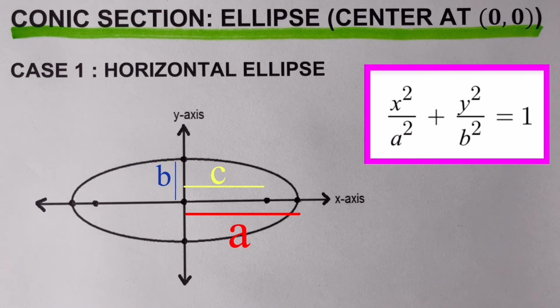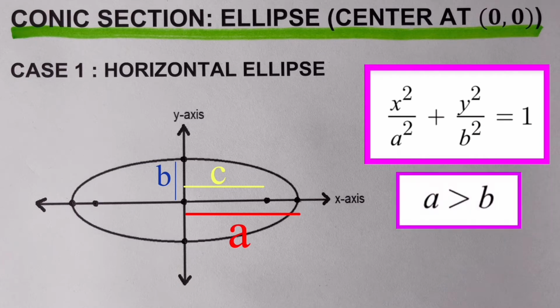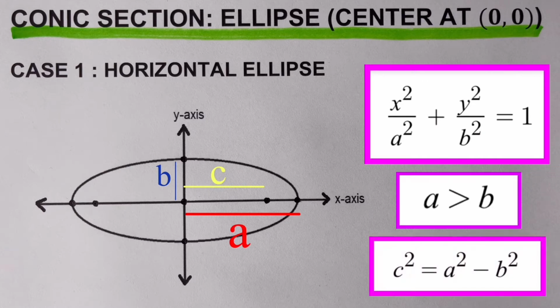Now, we also remember that our a value, which is the semi-major axis, will always be greater than b, which is the semi-minor axis. That's every time. And the equation that can be used to determine the length of c, that is from the center to the focus, is c squared equals a squared minus b squared.